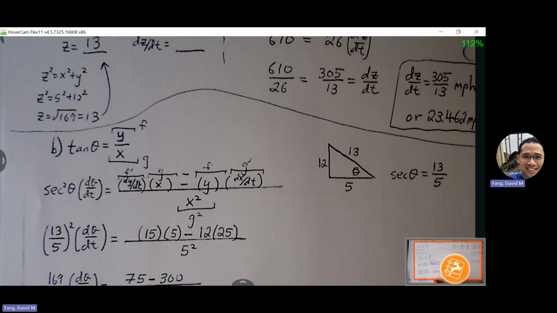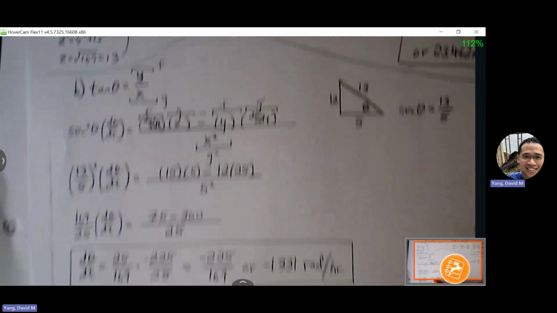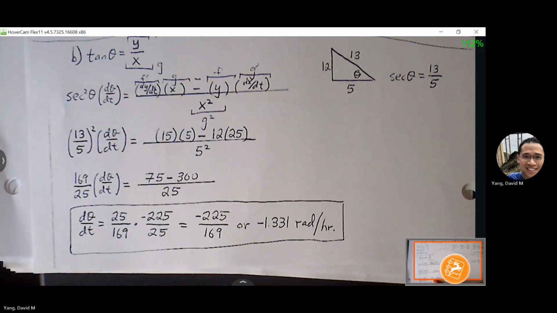And now we're just trying to get it down to solve for d theta/dt, right? The calculus portion is done. Now we're just trying to combine values and get our d theta/dt down to a numeric answer. D theta/dt is always going to be radians per time unit. So in this case, radians per hour. Any questions here?